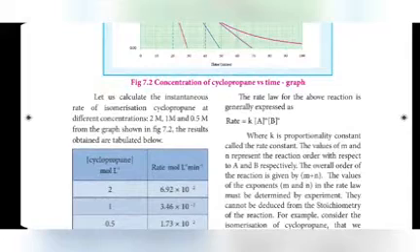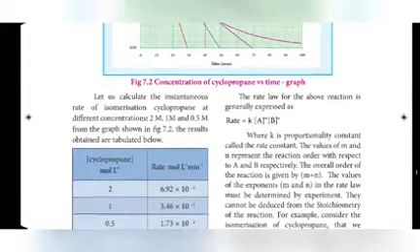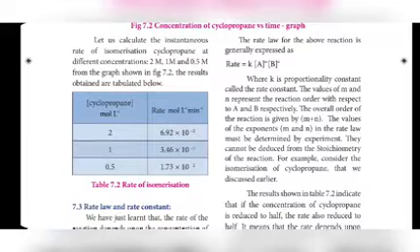The rate law for the above reaction is generally expressed as I already told. Here in this reaction, K is a proportionality constant called rate constant. The values of M and N represent the reaction's order with respect to A and B. Here M is the order of A and N is the order of B. So the overall order of the reaction is given by M plus N. So order means sum of the power in the rate law expression.